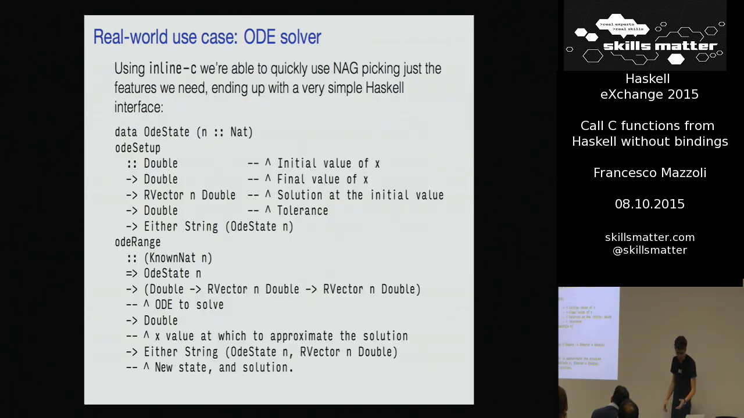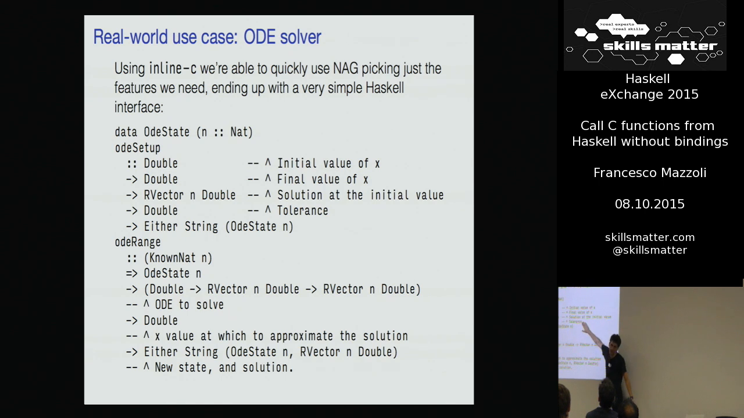And so in Haskell, what you might do, I have an example app that does this, and it's similar to what we did at work, is that we ended up with a very simple interface with just two functions. One to set up the ODE solver, so it takes the domain, the initial and final value of X, and then the initial solution, and also a tolerance for controlling errors. And then it returns the state.